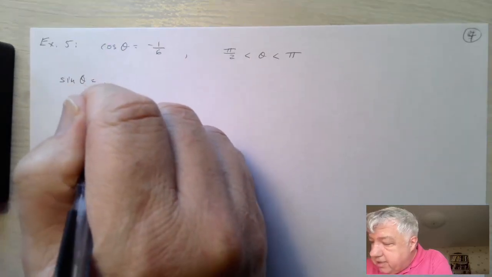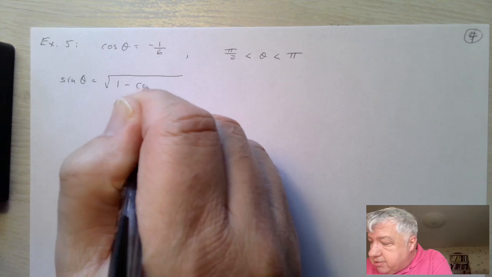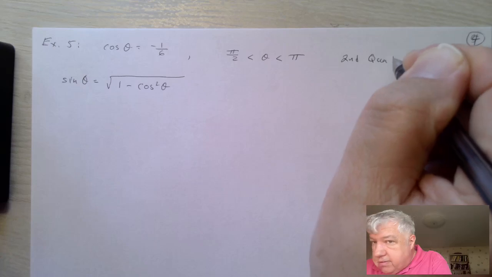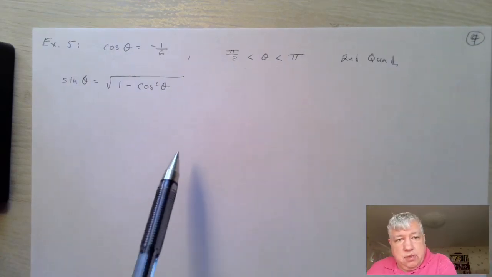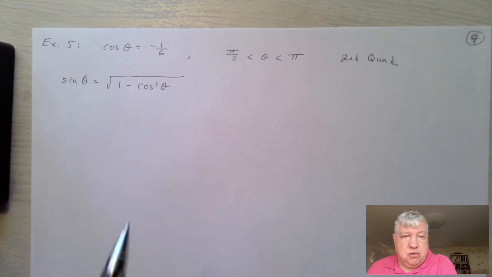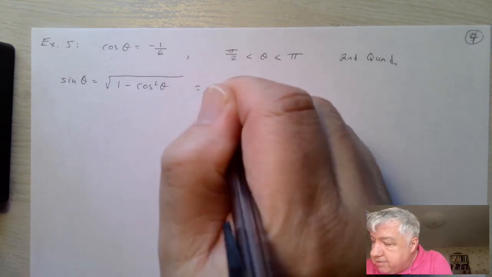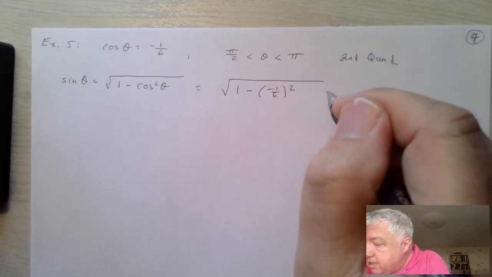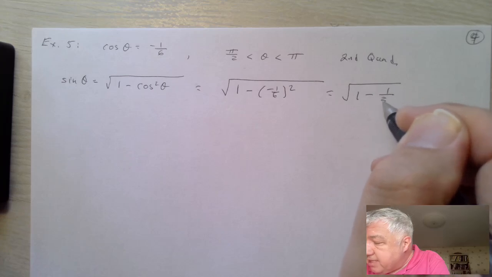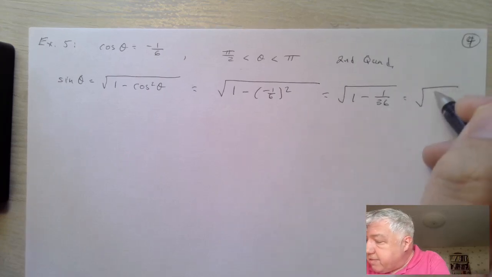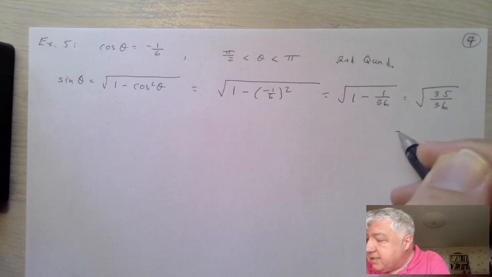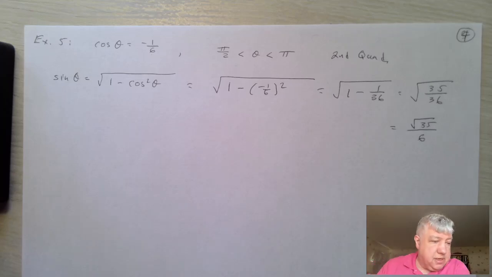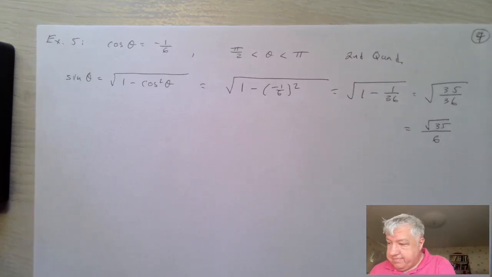So this is going to be the square root of 1 minus cosine squared of theta. Because we're in the second quadrant, we know the sine is positive here, so this is just going to be a positive square root of 1 minus cosine squared. So this will be 1 minus negative 1/6 squared, the square root of 1 minus 1 over 36, which is the square root of 35 over 36, which is the square root of 35 divided by the square root of 36, which is 6. Okay, so that's the value of sine.